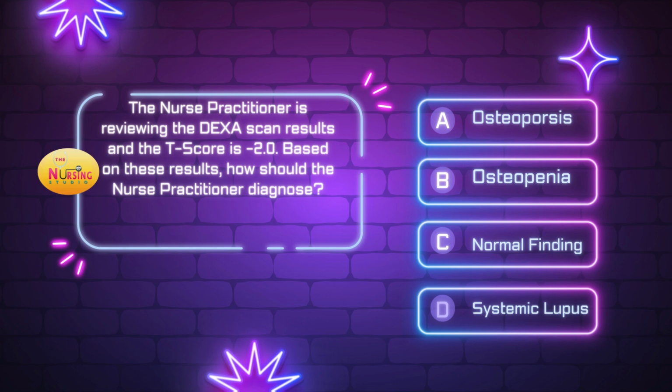All right. The stem of the question states, based on these results, how should the nurse practitioner diagnose? All right. So what are we looking at? They have completed a Dexa scan. The T score result is a -2. So what diagnosis is that?